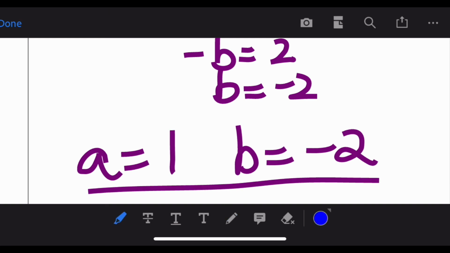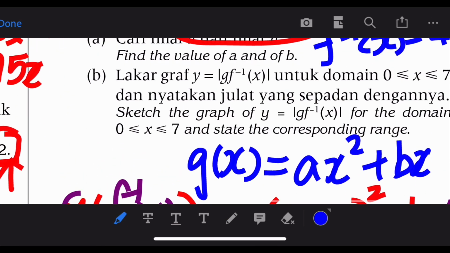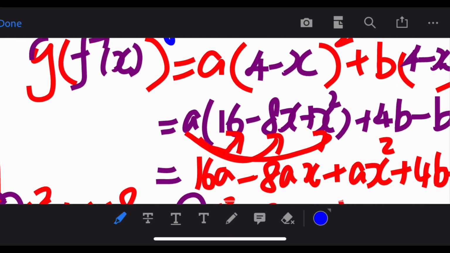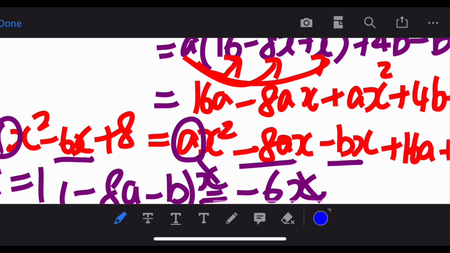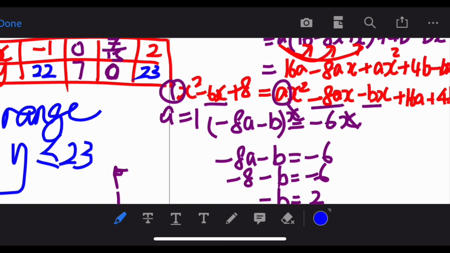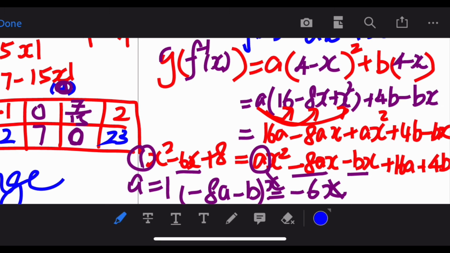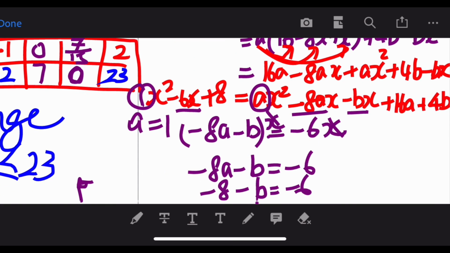By finding the composite function, then we just do comparison. So you do it slowly, I'm sure you can do it. I'll leave it for you to double check. Basically this is about the function, for paper 1 and 2.